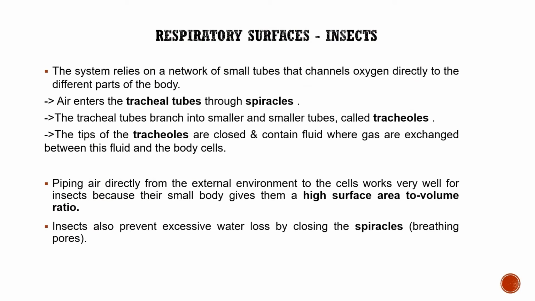The insect system relies on a network of small tubes that channel oxygen directly to the different parts of the body. Air enters the trachea tube through the spiracle. The trachea tube branches into smaller and smaller tubes called tracheoles. The tips of the tracheoles are closed and contain fluid where gases are exchanged between this fluid and the body cell. Piping air directly from the external environment to the cell works very well for insects because their small body gives them a high surface area to volume ratio. Insects also prevent excessive water loss by closing their spiracle.